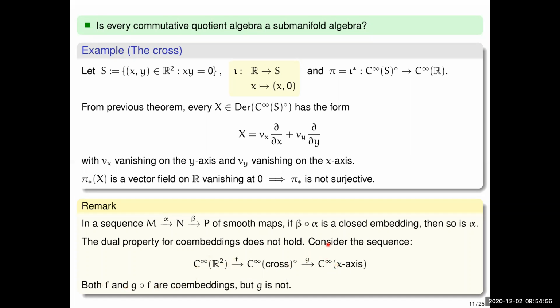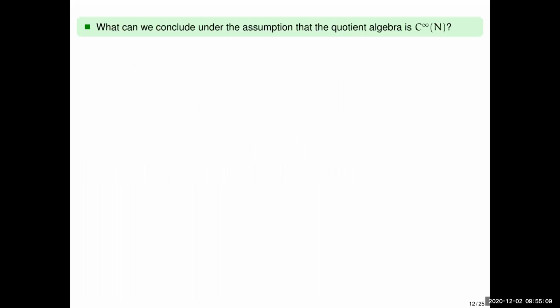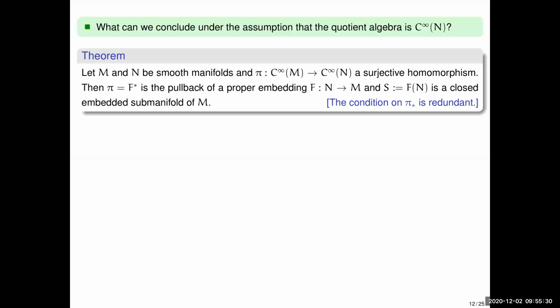So this nice categorical property of embeddings is no longer true at the dual level, at the algebraic level. Okay. Last question, and then we pass to non-commutative examples. Last question is, what if we assume that also the quotient algebra is given by smooth functions on a manifold? What can we conclude in this case? And here, the answer is probably something everybody would expect. So the conclusion is that N must be a submanifold.